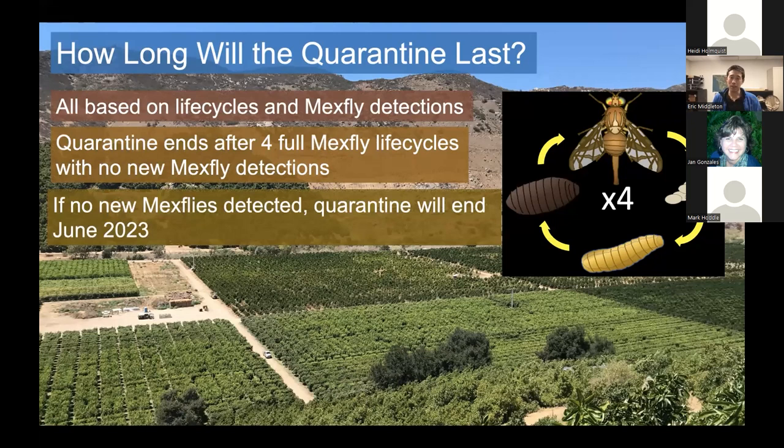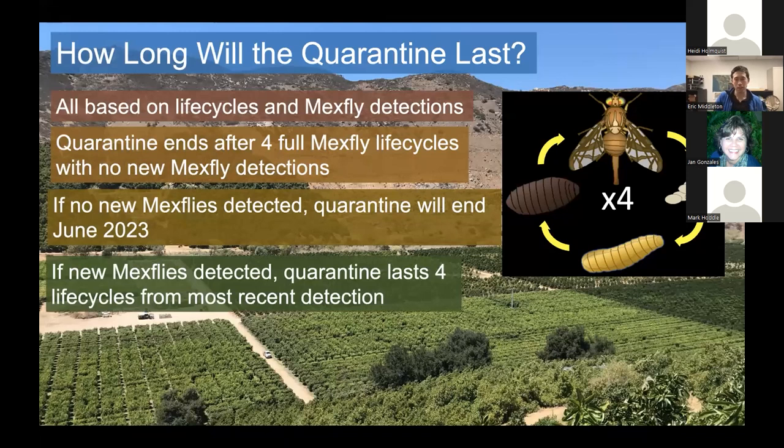If you do the math on that, because the life cycle changes according to temperature, the quarantine will end approximately in June 2023. Hopefully that will be the case. However, if new Mexflies are detected, then the quarantine resets and lasts an additional 4 life cycles from the most recent detection. And all of this is likely to be effective.